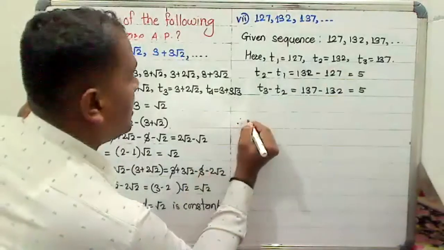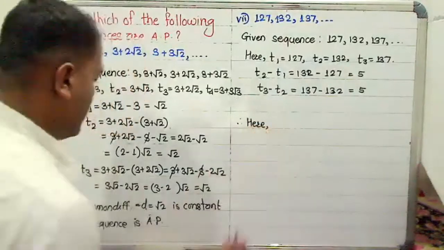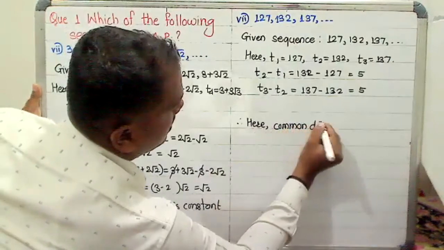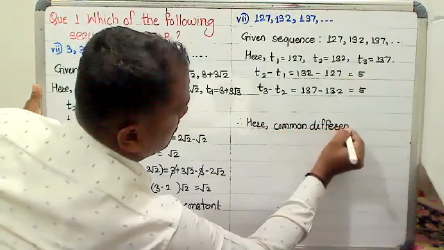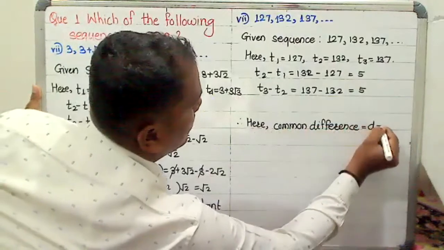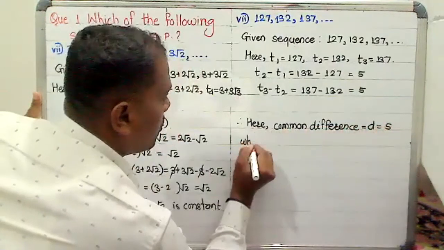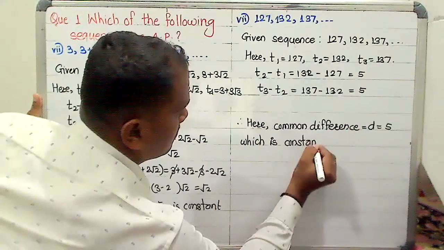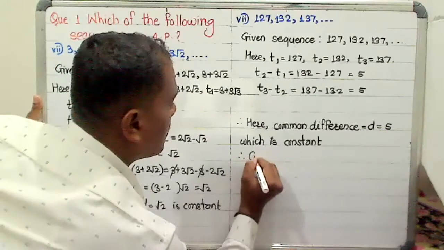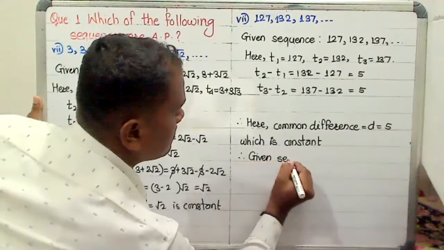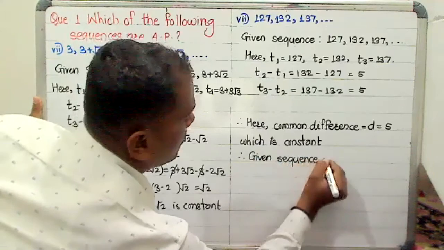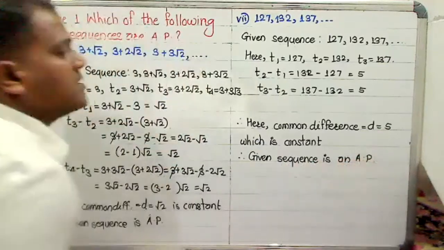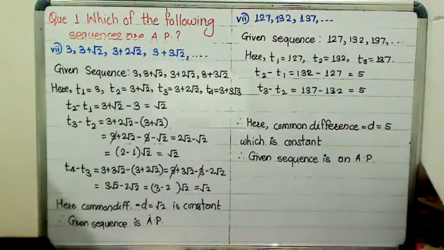So therefore, here the common difference D is equal to 5, which is constant. So therefore the given sequence is an AP.